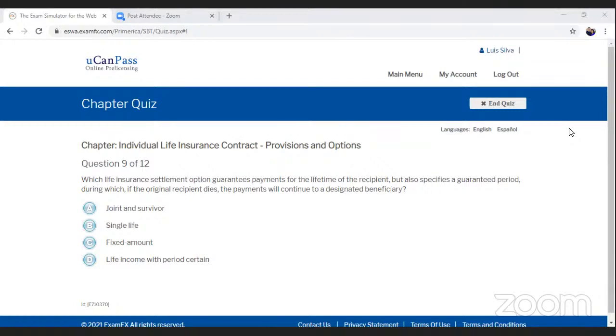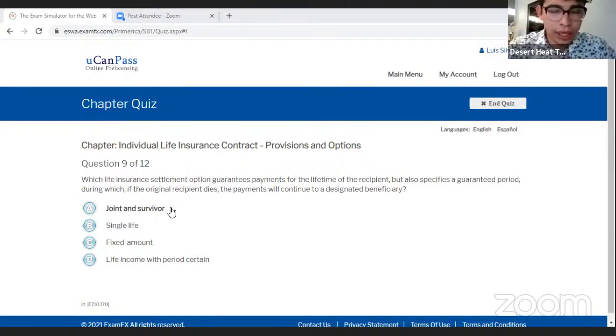I want to say joint and survivor or life income with period certain. I had this question. I can't remember. It was one of those two. Okay, you guys want to go with A? Yeah, go ahead. Okay, let's try it out.